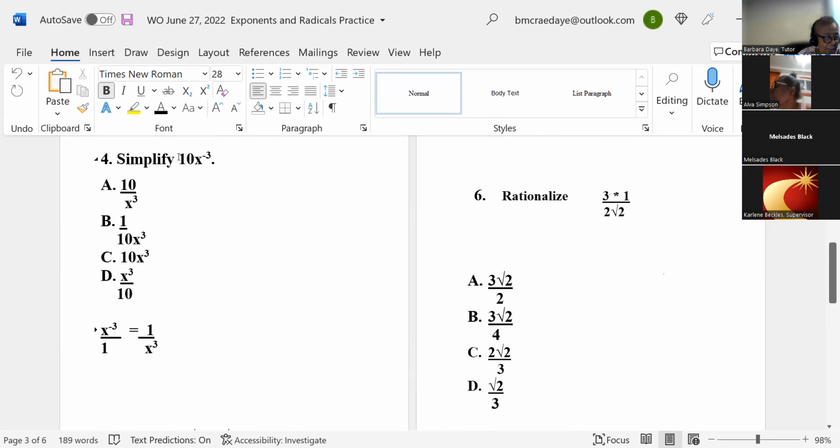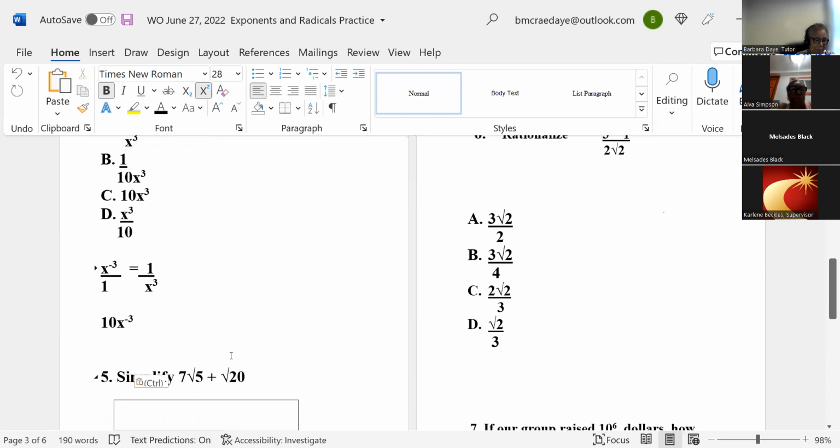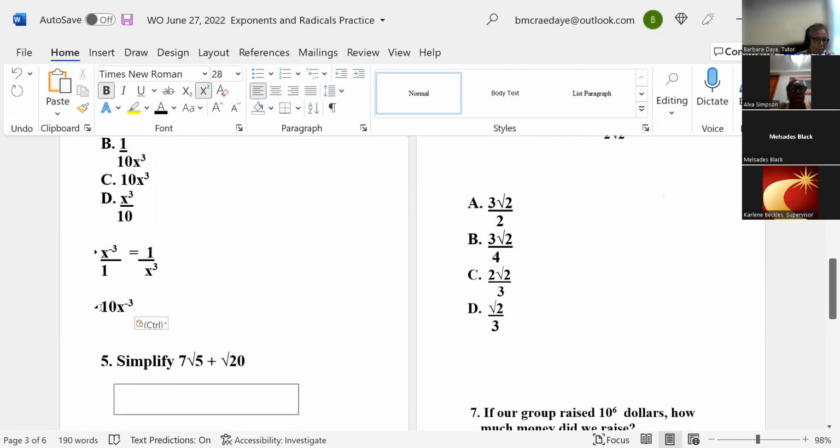this, right? Let's see, 10. Let me just copy this and put it here. Okay. Now I know my 10 will stay the same, right? But my x to the -3 becomes a plus. So I just take my 10 and put it over my x to the +3 right here. And that's the answer.